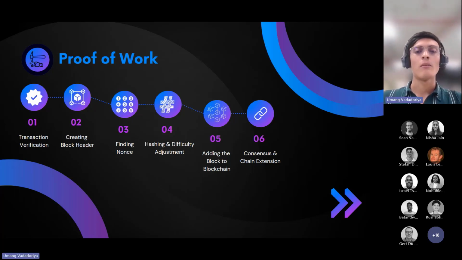First off, miners gather up all pending transactions floating around the network. They are like digital detectives rounding up clues. Next, they package these transactions into what is called a block, sort of like putting all the pieces of a puzzle together. Now comes the fun part, finding the right nonce. It's a bit like trying different keys until you find the one that fits the lock perfectly.